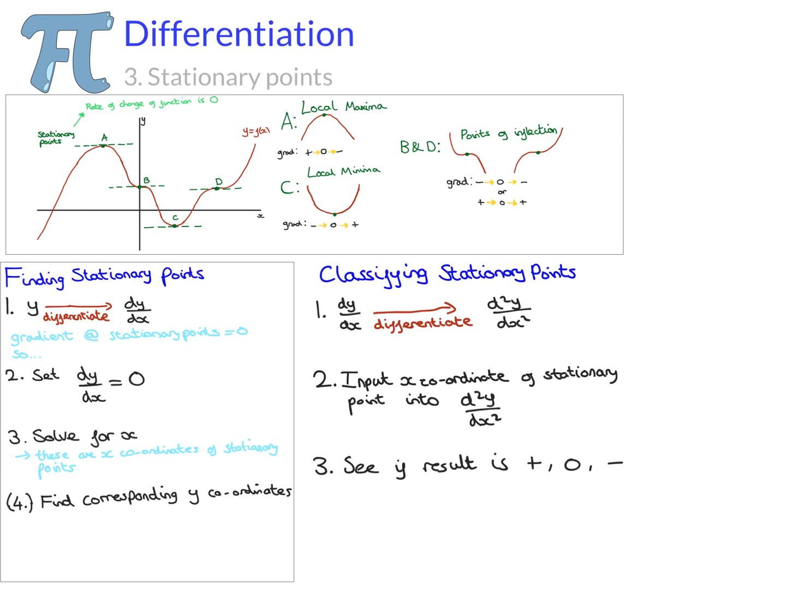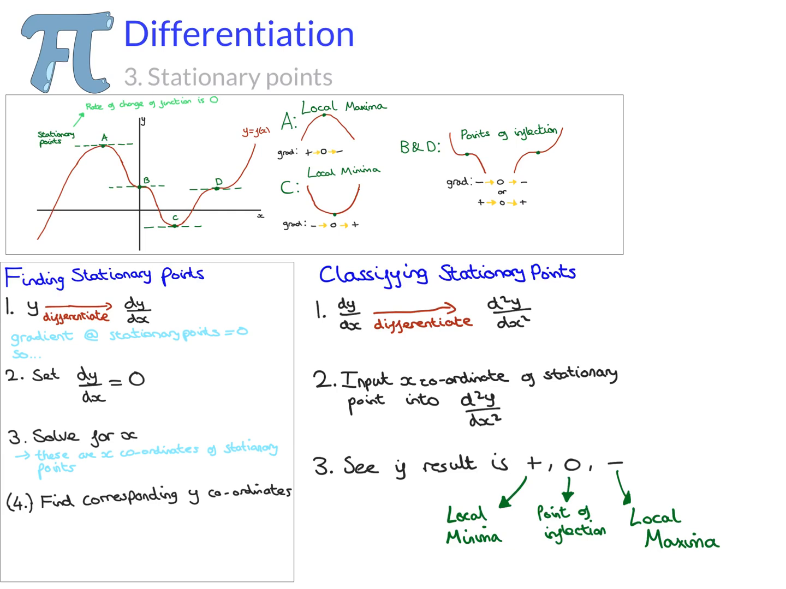If the result is negative, the stationary point is a local maxima. If the result is positive, then the stationary point is a local minima, and if it is 0, it is a point of inflection. To understand this, remember that when we differentiate dy/dx to get to d2y/dx squared, we are asking what is the rate of change of dy/dx? In other words, what is the rate of change of the gradient?